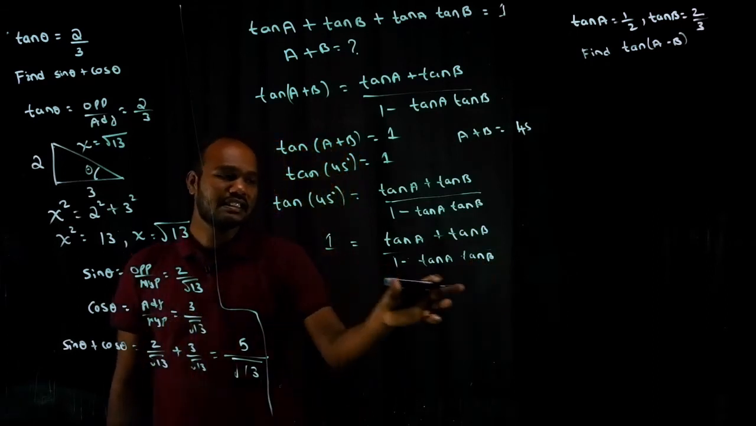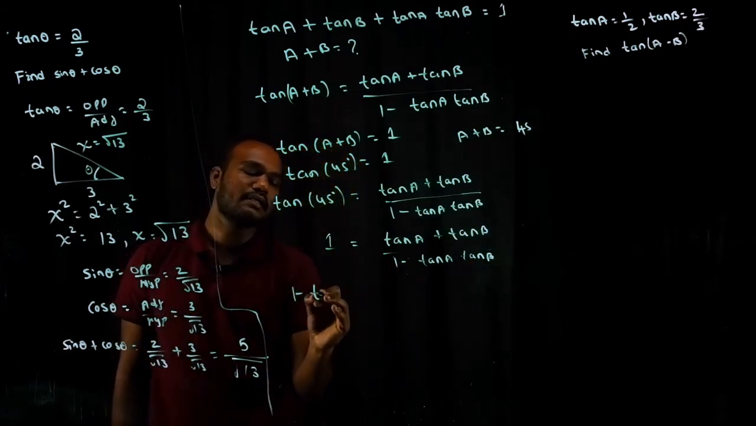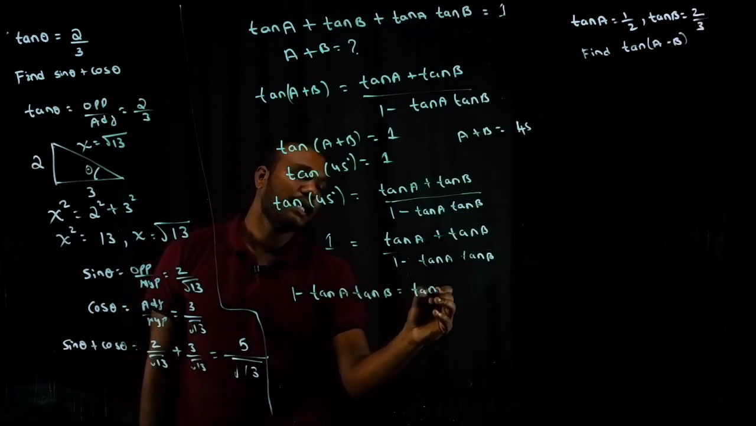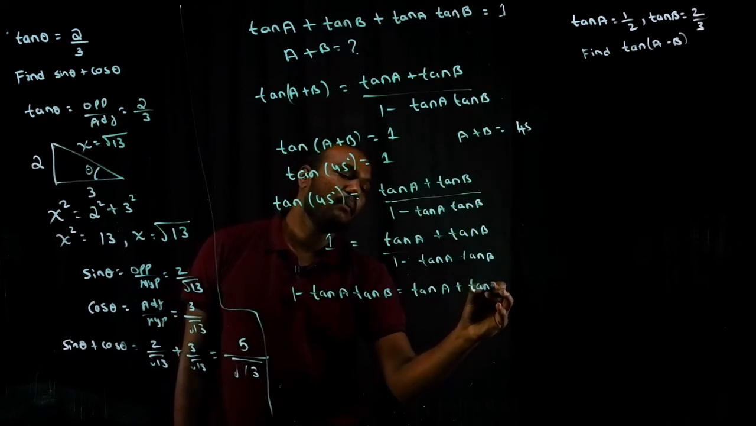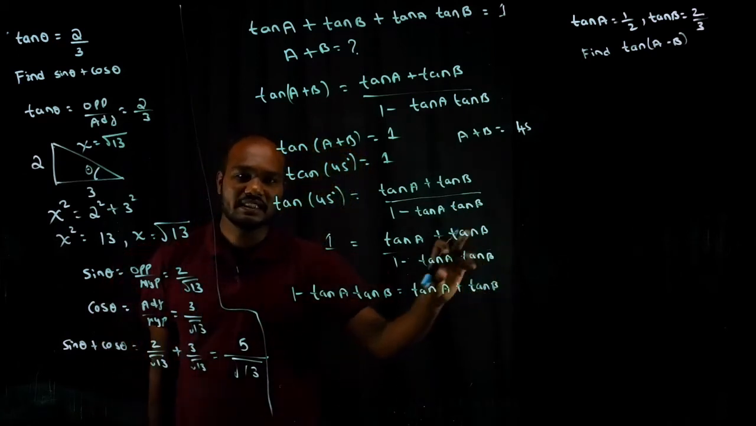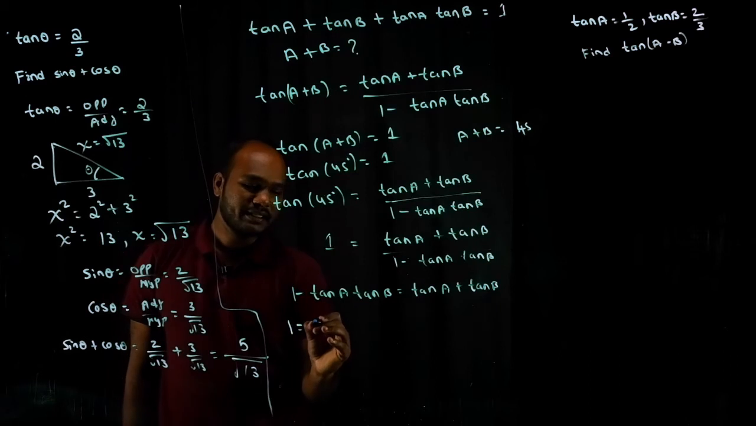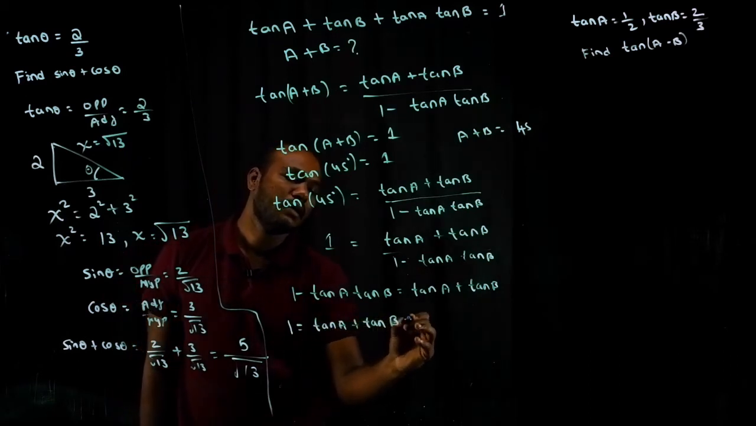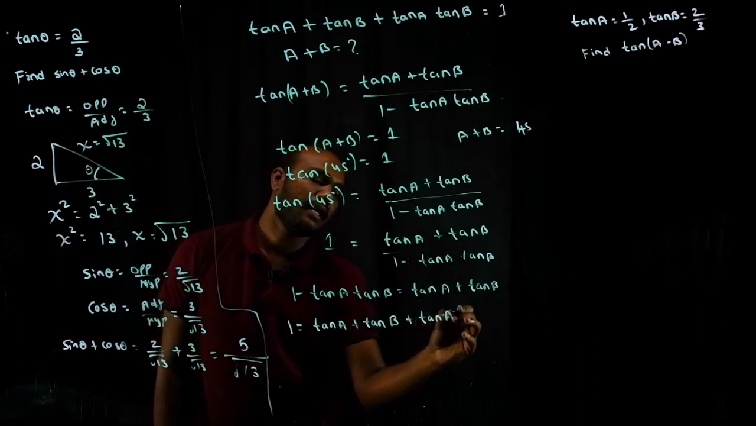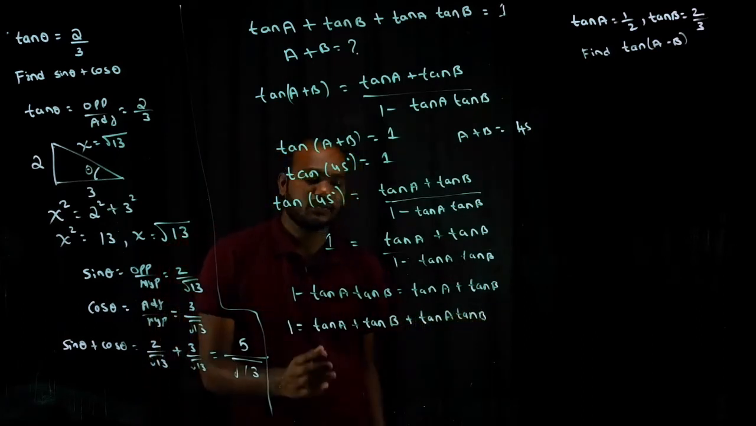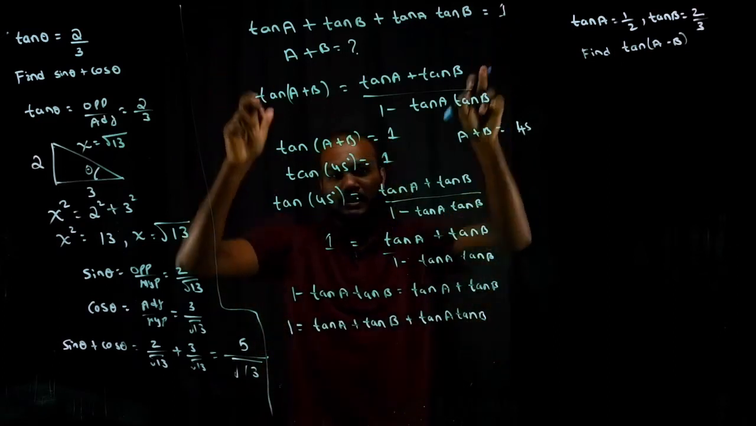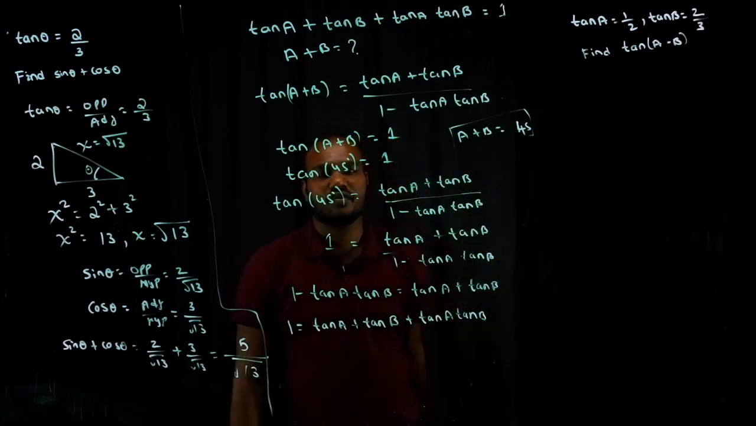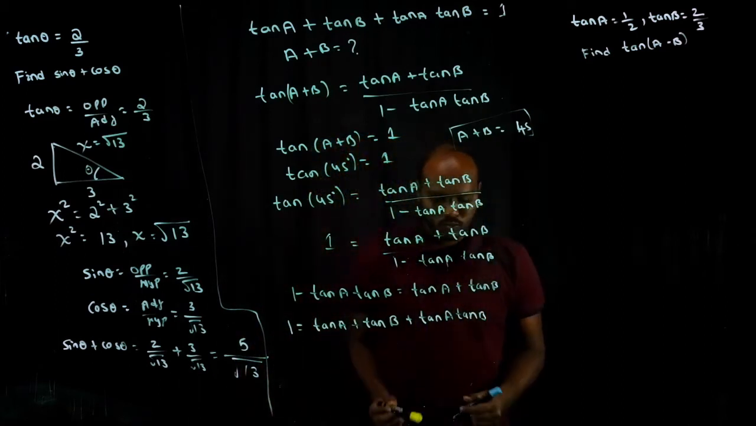Let's send this component here. So 1 minus tan A tan B is equal to tan A plus tan B. So if I send this term to that side, I will get 1 is equal to tan A plus tan B plus tan A tan B, right? This was the given question, is it? So now we can directly say A plus B as what? 45 degree. Okay, let's move to the next question.